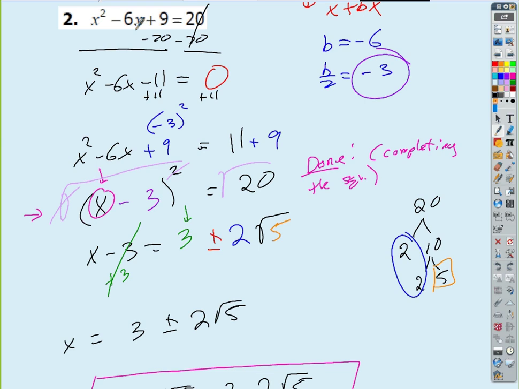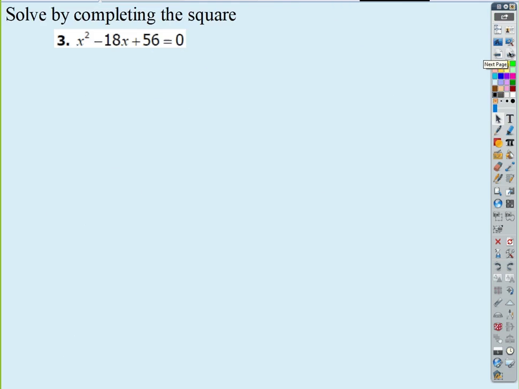Now, by the end of the lesson today, you're going to be able to tell me, when do I want to do this, when is it really easy to do, and when do I avoid it, when is it hard. Okay? Let's try another one though. Try this one. Solve by completing the square. Okay?